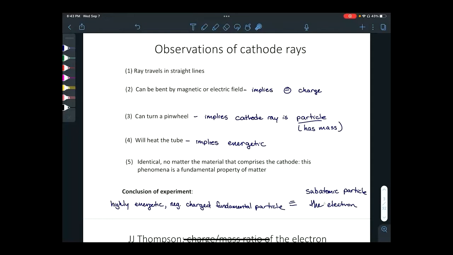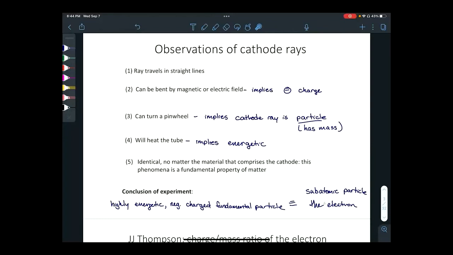This is how he was able to determine that, since it was bent by a magnetic or electric field, it implied a negative charge, because he adjusted it depending on which side of the magnet he was using to figure out that this mystery ray has a negative charge associated with it. But again, we don't know it's an electron yet. Based upon it interacting with the magnet, we could determine its charge.